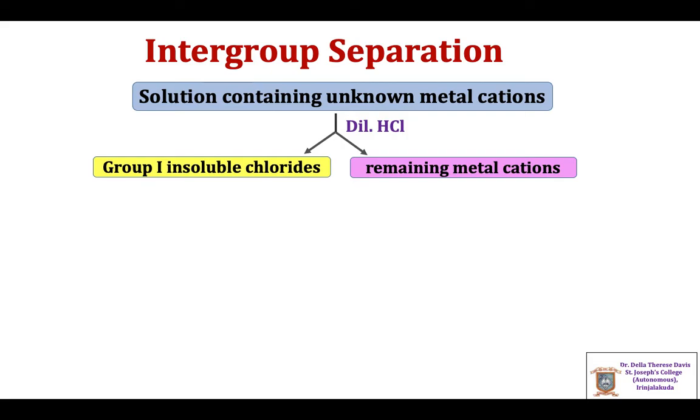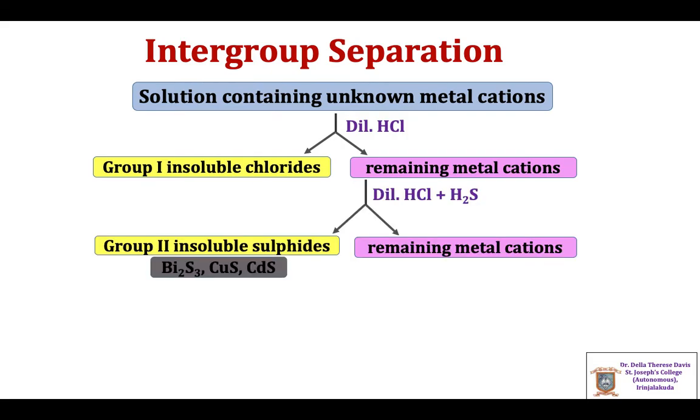To the remaining clear solution, the second group reagent is passed, that is dilute HCl, which we have already added. So we need to pass only H2S. The second group reagent is dilute HCl plus H2S. If group 2 cations are present, they will precipitate as insoluble sulfides. Bismuth Bi3+, copper Cu2+, and cadmium Cd2+ are the cations of group 2.